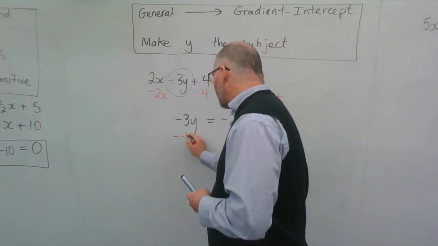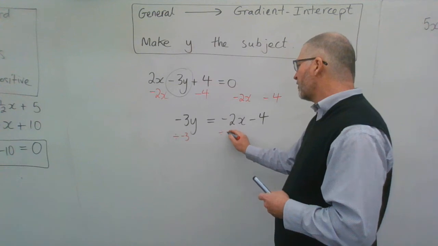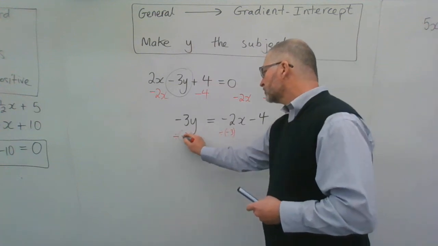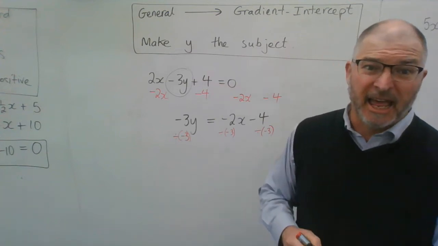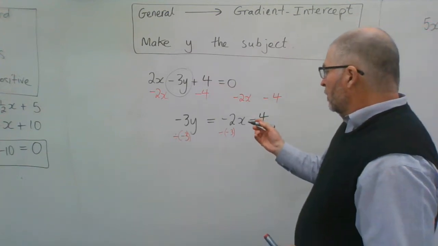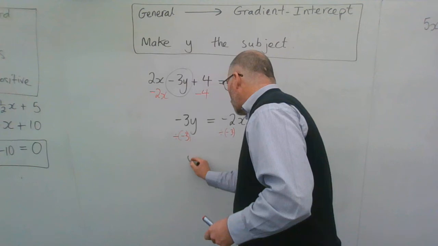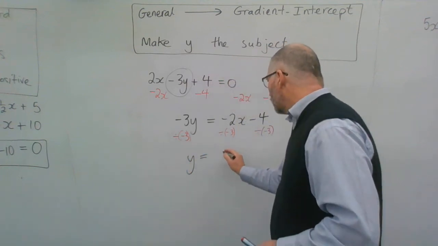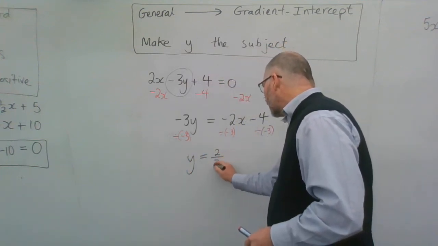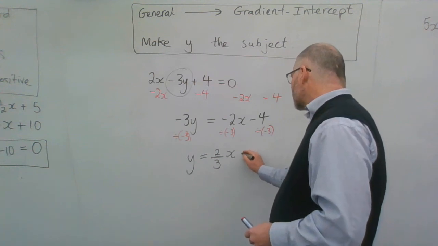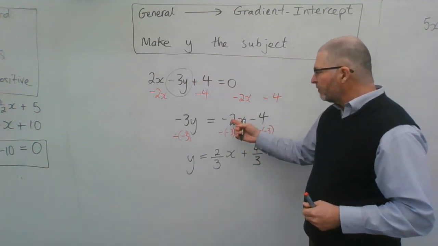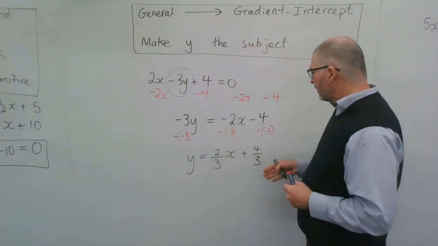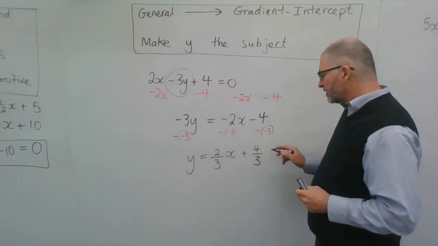I'm going to divide by minus 3, right? Divide this by minus 3 and divide this by minus 3. Or should I say negative 3? Well, this will just be y, and this will be 2 over 3x plus 4 over 3. Because if you divide a negative by a negative, you get a positive. A negative divided by a negative gets a positive.